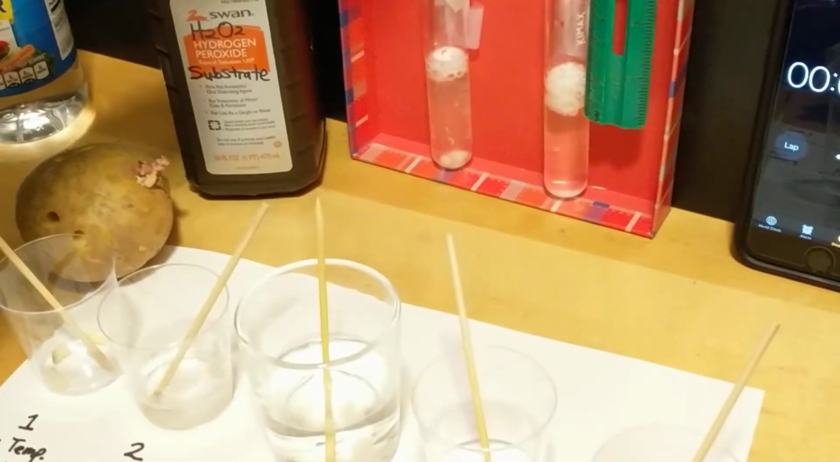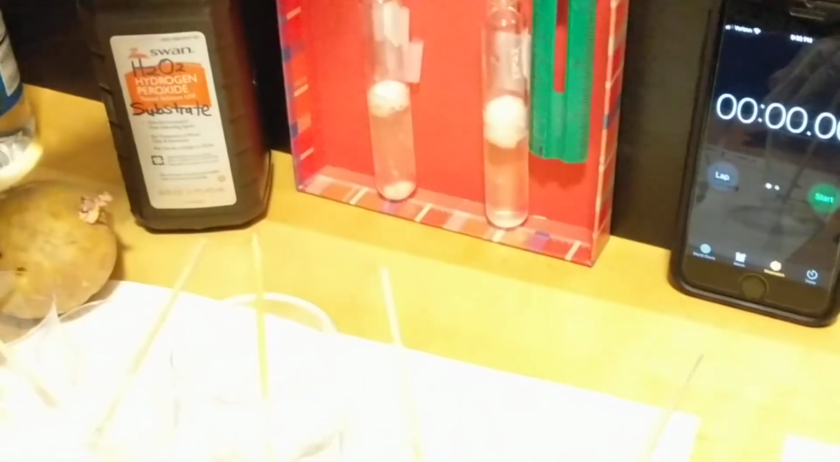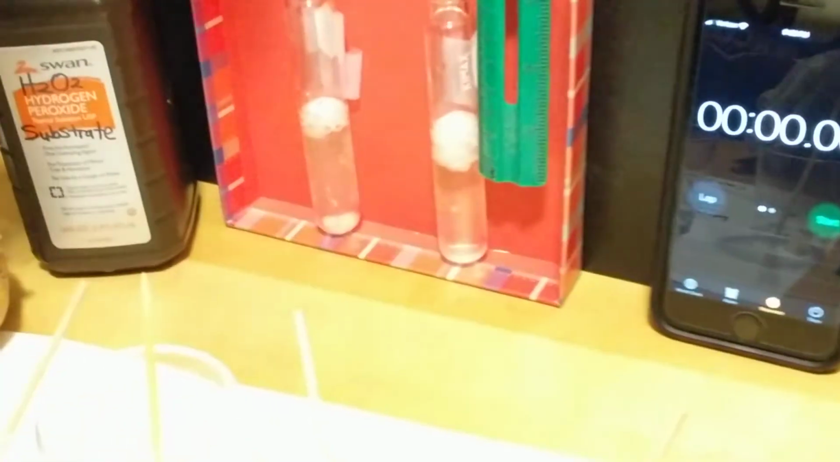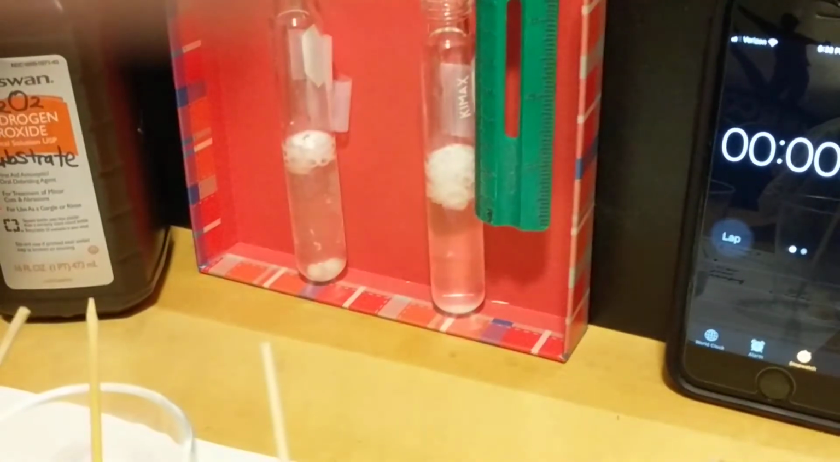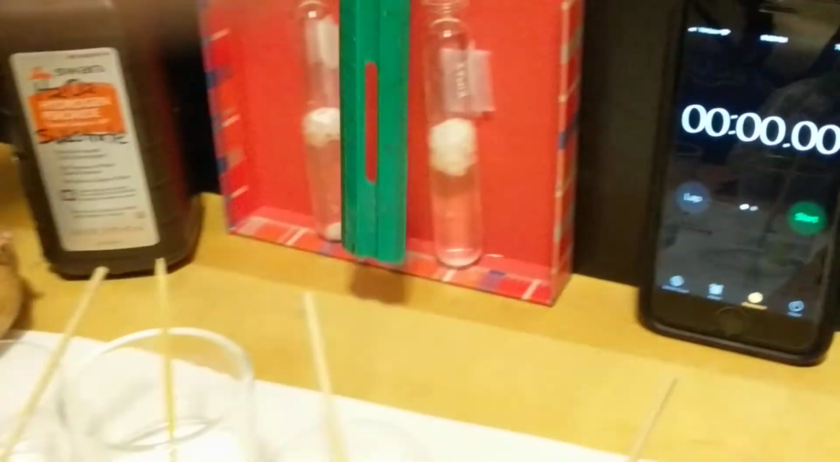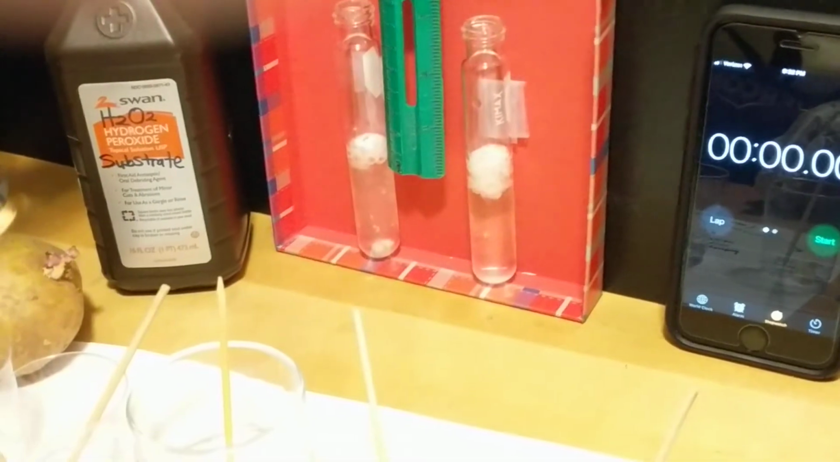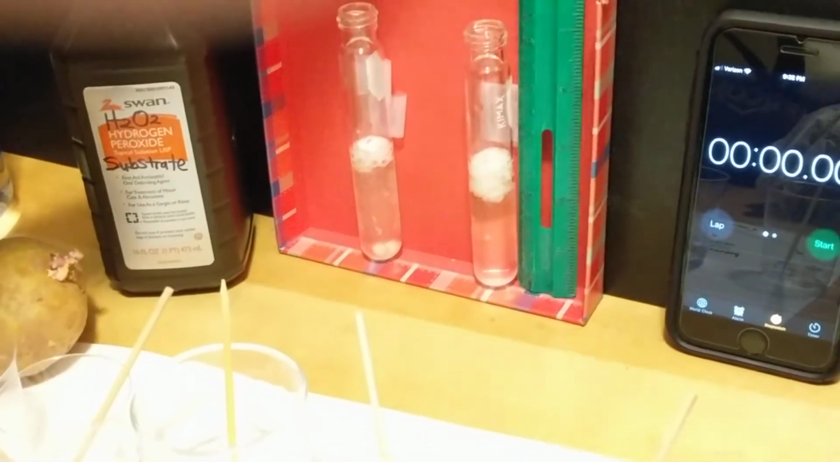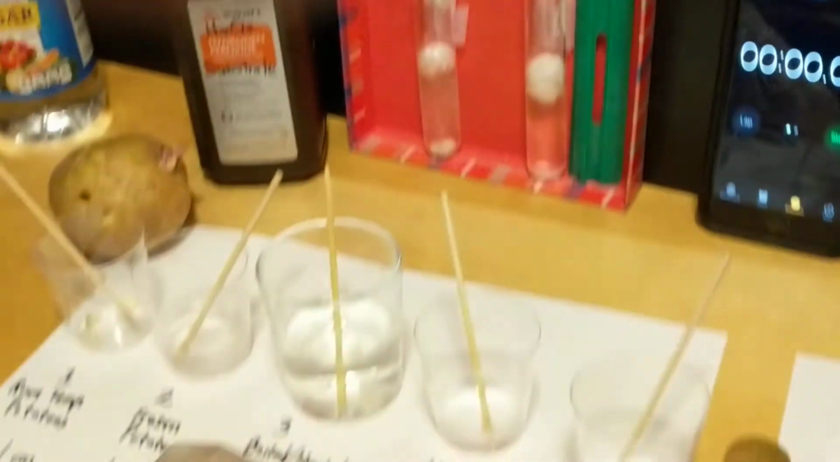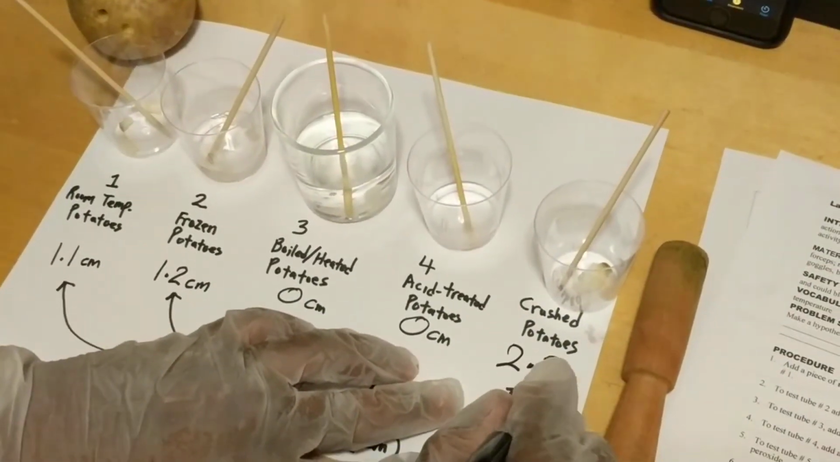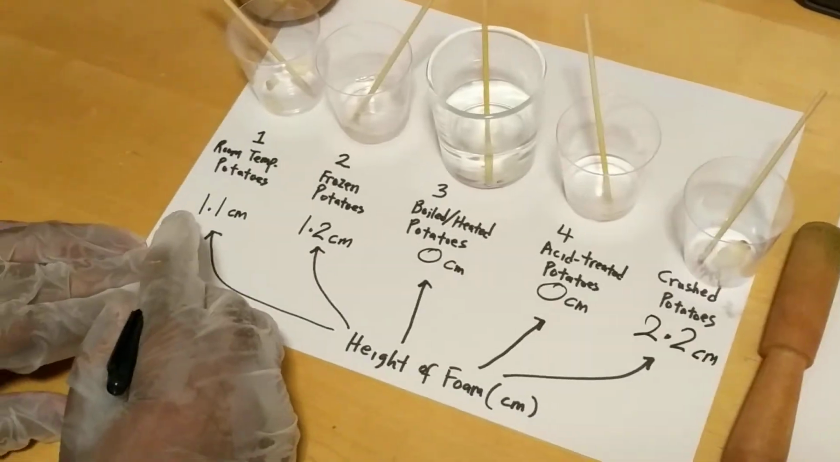Welcome back. The height of the crushed potato is, wow, about 2.2 centimeters. And this one is still 1.1. So we write our data, 2.2 centimeters, and this is still 1.1 centimeters.